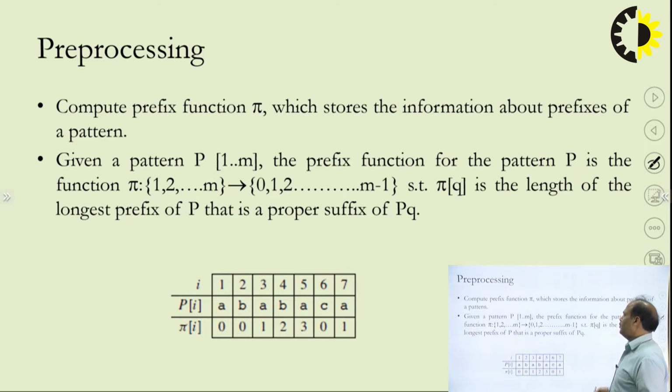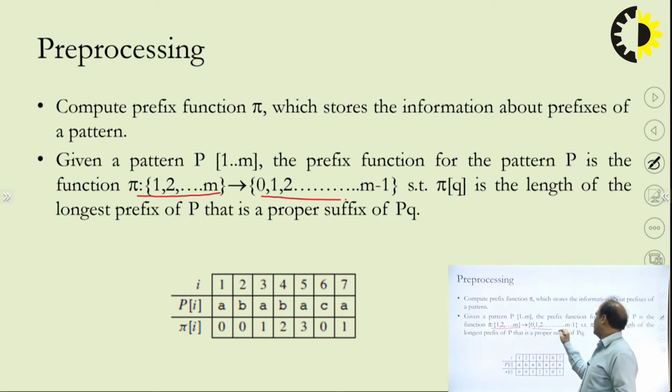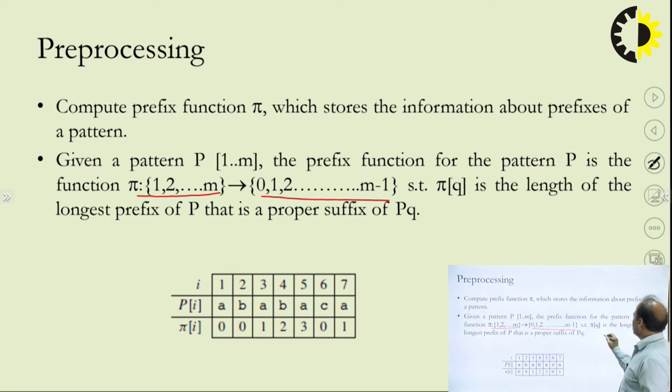We know that this is a prefix. Everybody knows that. So what is the prefix function? It is taking the pattern and matching it. Its range is 0 to m-1. And the most important thing is that pi[q] is the length of the longest prefix of P that is a proper suffix of Pq.